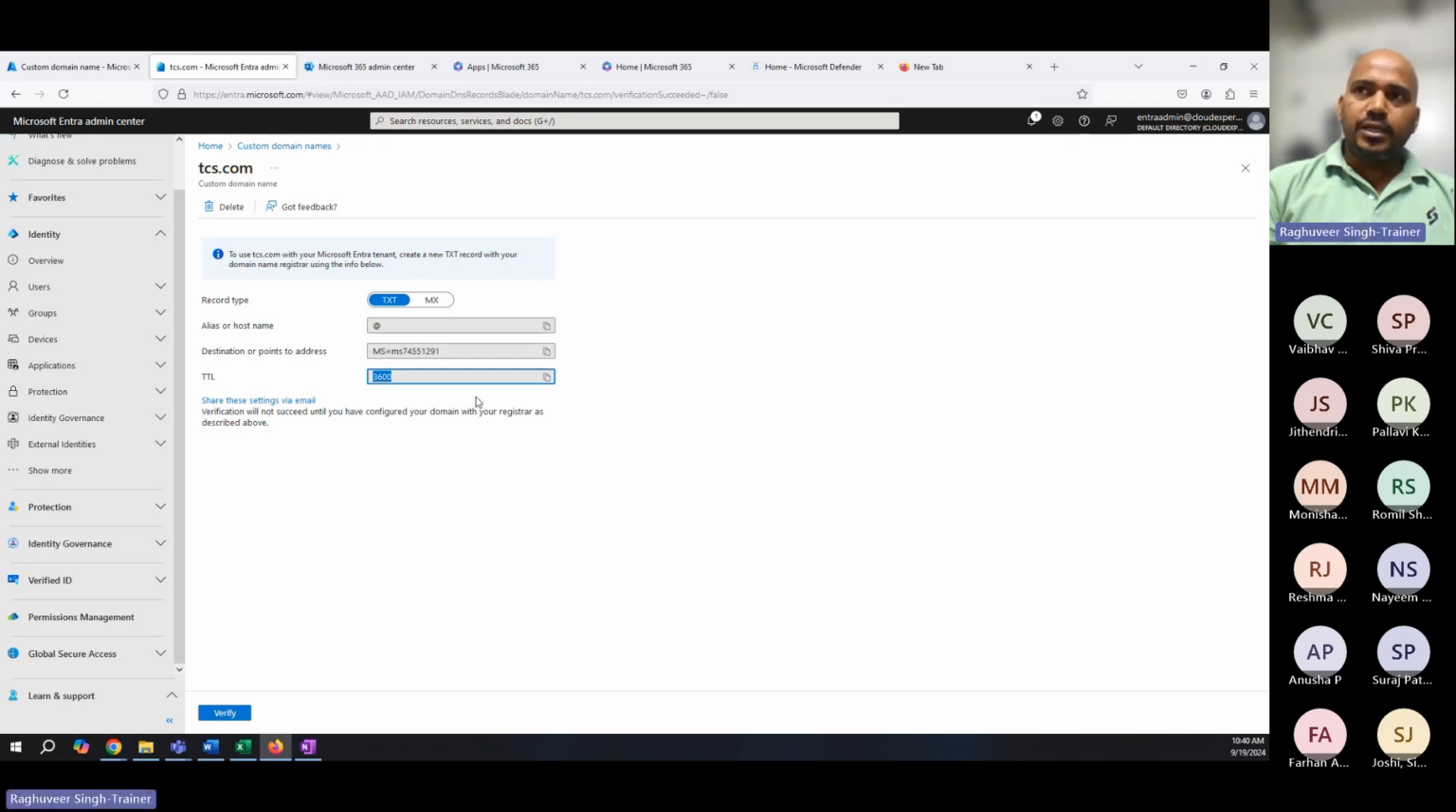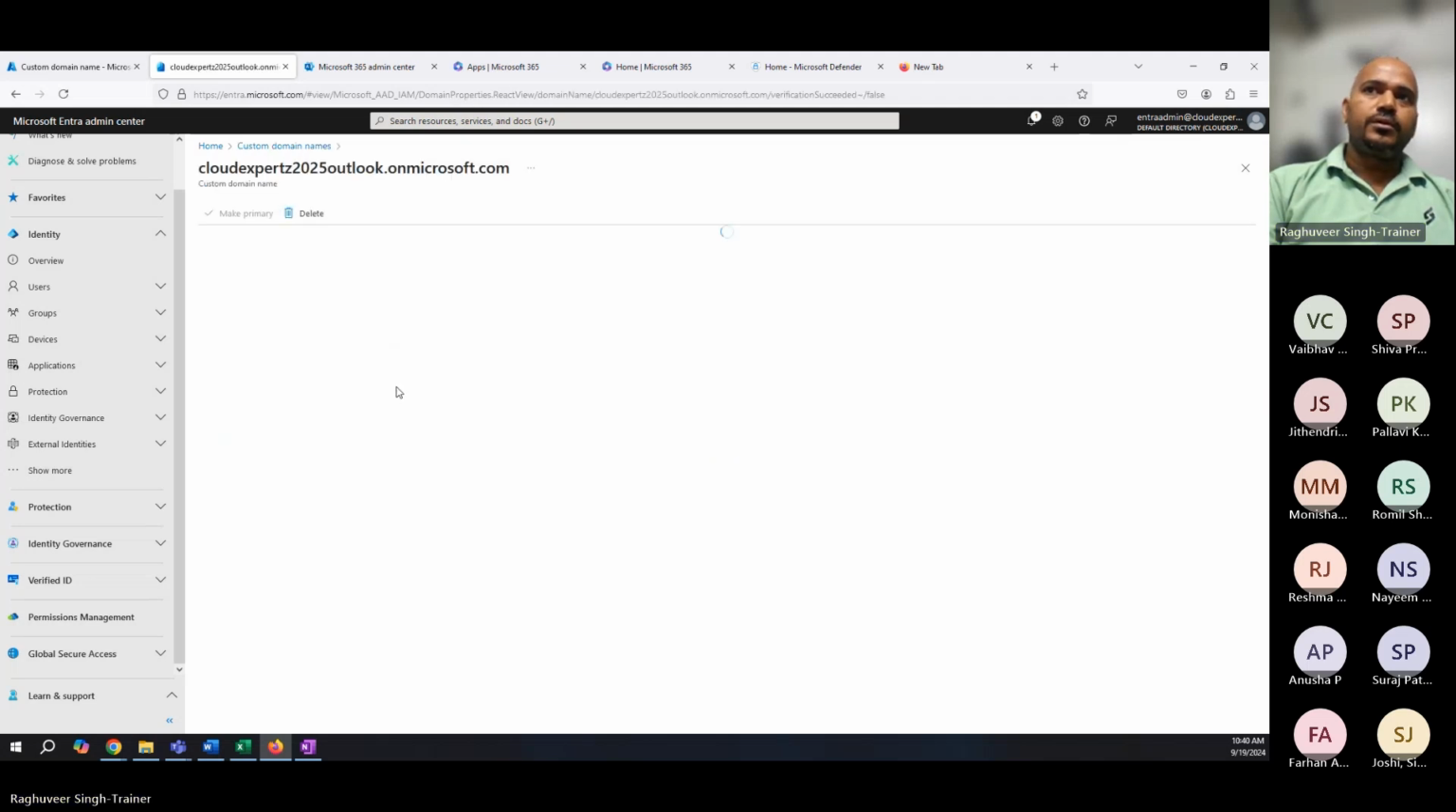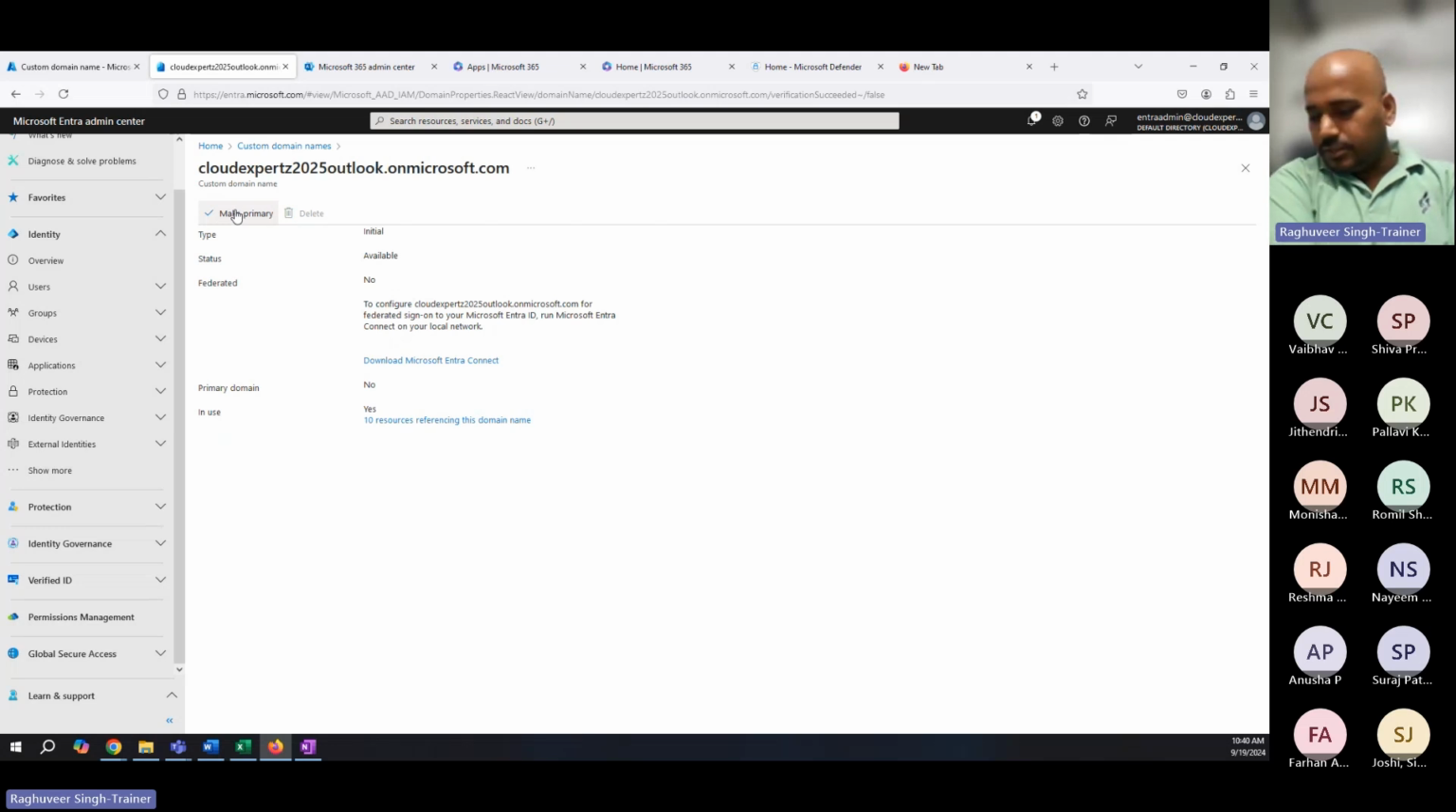And hit verify. Create this information, wait for 2-3 minutes so that it can propagate, and then come back and hit verify. Microsoft will quickly check whether this record exists. If it does, Microsoft will accept that you own the domain and show that domain here with the status verified, and you can use that domain as the primary domain also. Primary basically means that going forward, all identities will use that domain. So that's exactly what the domain concept is.